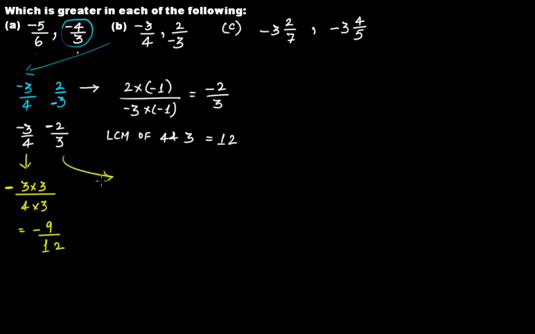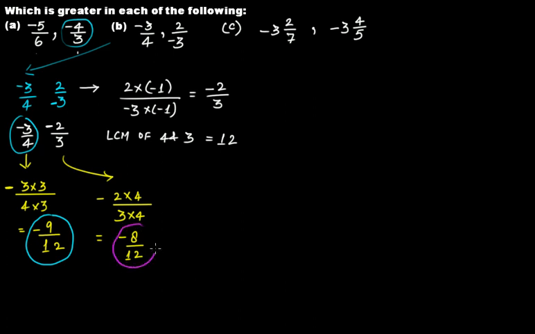Let's check for this one. What number should we multiply 3 with so that we get 12 in the denominator? Clearly by 4, so we have to multiply the numerator also with 4 and you get minus 8 over 12. So minus 9 over 12 is an equivalent rational number of minus 3 over 4, and minus 8 over 12 is an equivalent rational number of minus 2 over 3. That is, this is equal to this and this is equal to this.